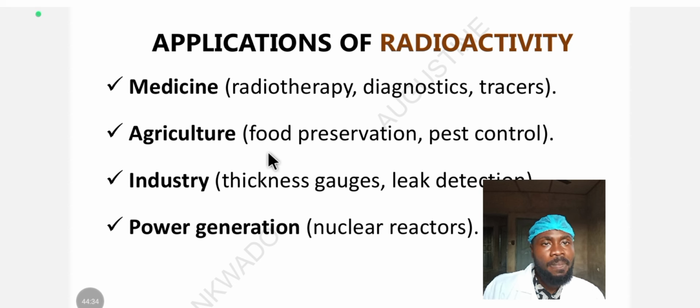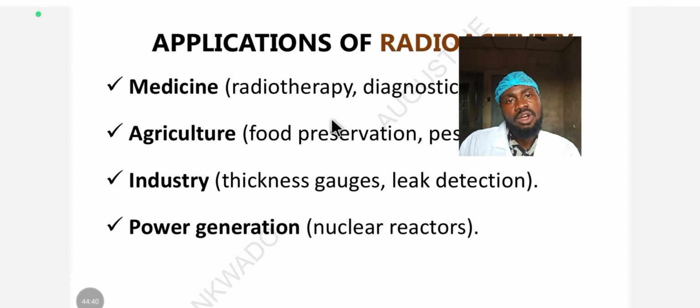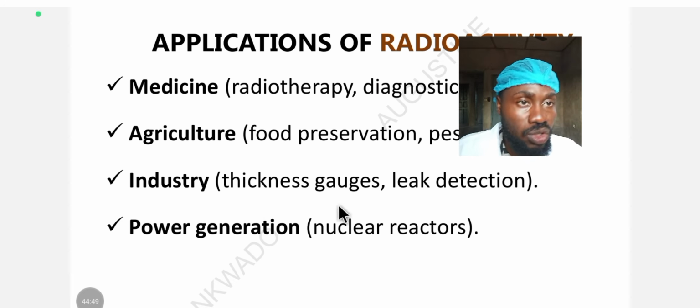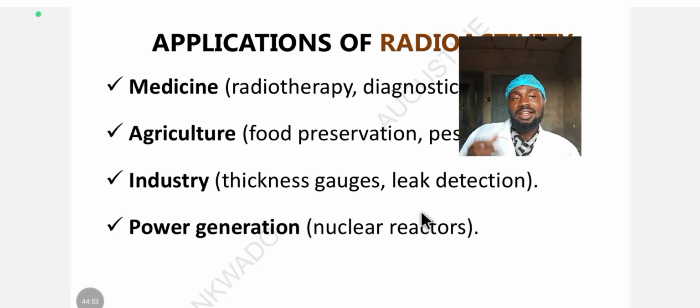Then in agriculture, radioactivity is used to preserve food. It's also used as pest control, although it's dangerous, but it's used, okay. Industrial use is for thickness gauges, okay. It's also used for leak detection in industries, to detect leaks in pipelines, like petrochemical pipelines, water pipelines. You use it to detect leaks, okay.